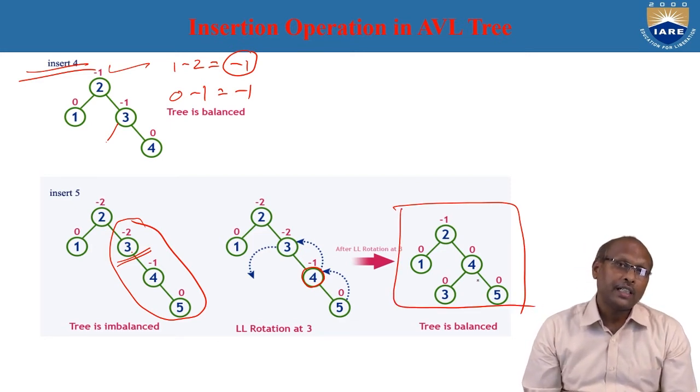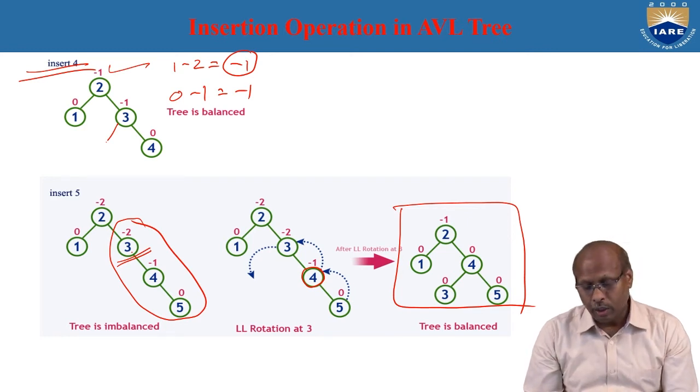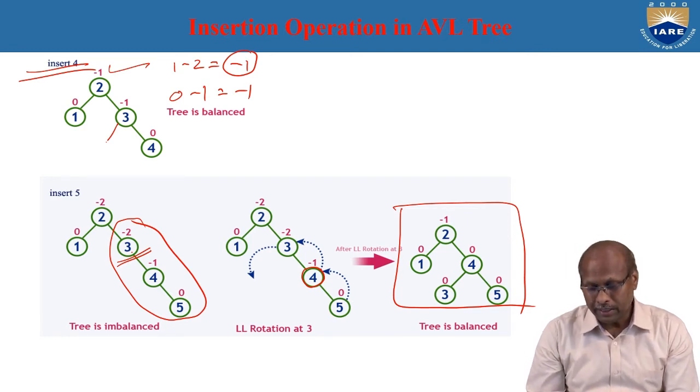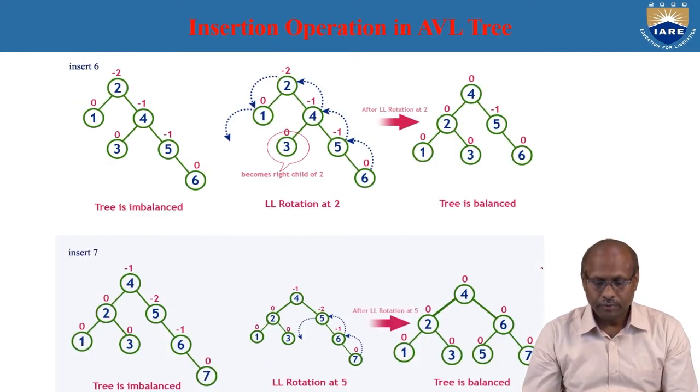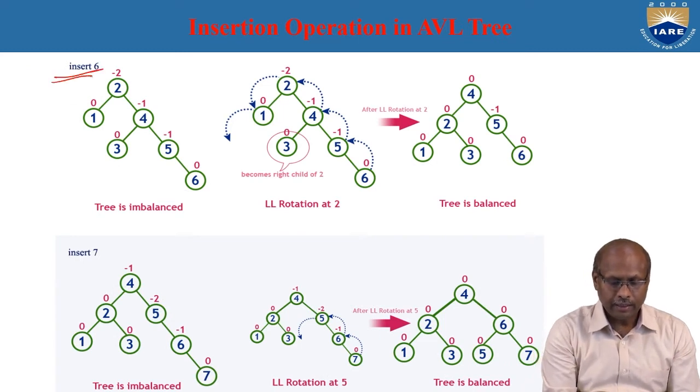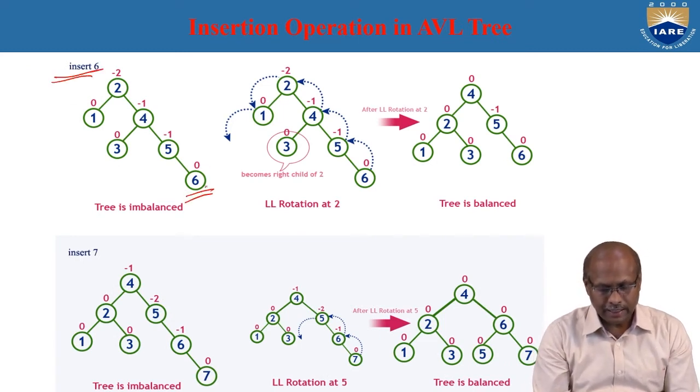Because our goal is to insert up to 8, the next node is 6. Now where do you have to insert 6? Because 6 is greater than 2, greater than 4, greater than 5, that means it will come after 5. Now you are inserting 6. When you are inserting 6, it comes right of 5.